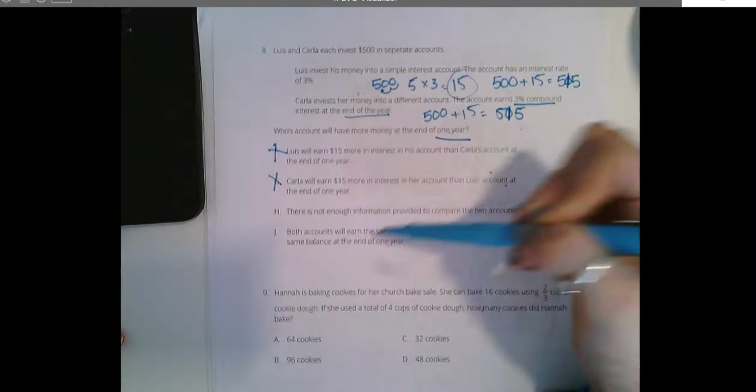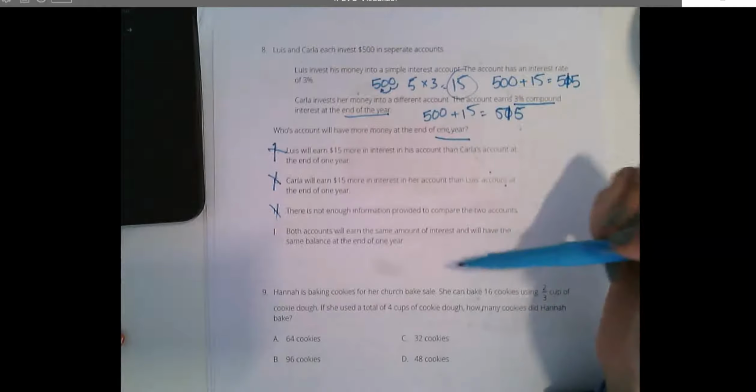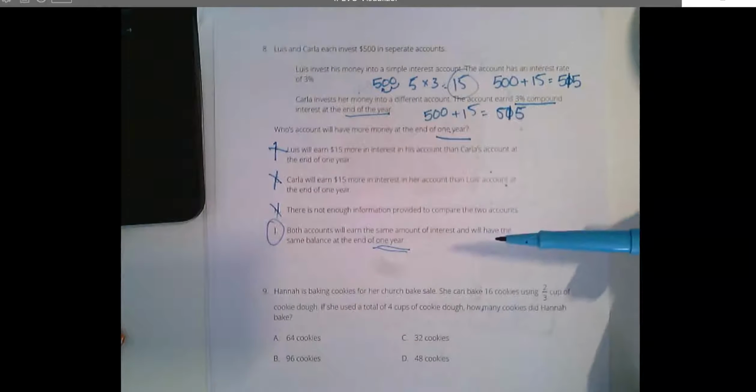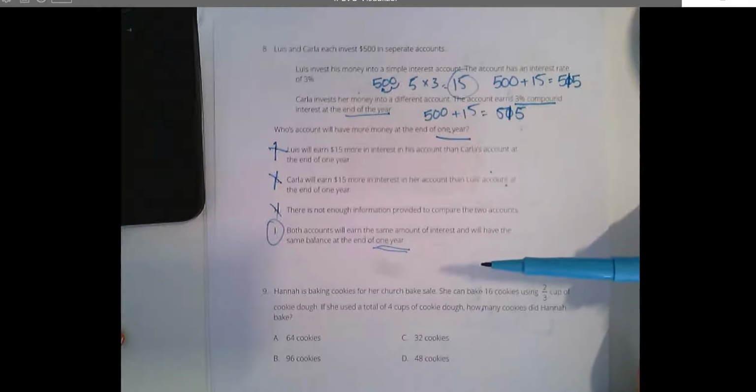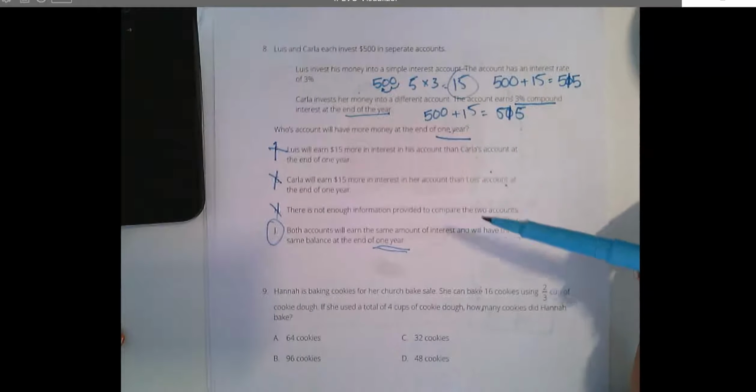I don't think so. Both accounts will earn the same amount of interest and will have the same balance at the end of 1 year. Yes, if this was talking about more than 1 year, then no, they'd earn different amounts. But since we're only talking about 1 year, they each earned $15.